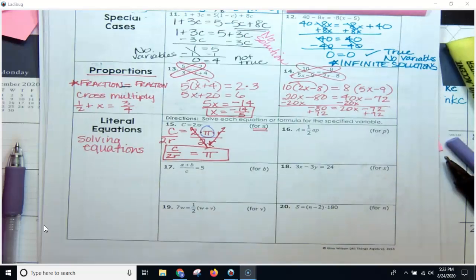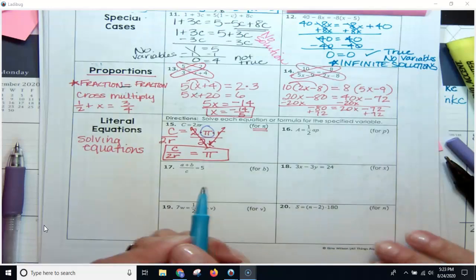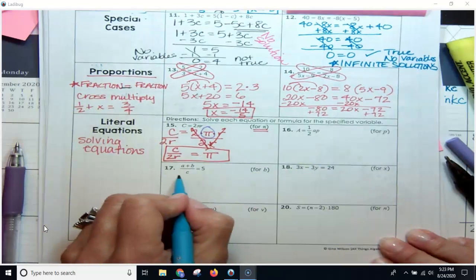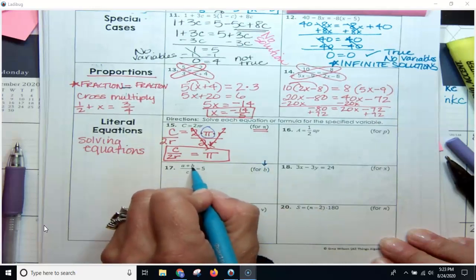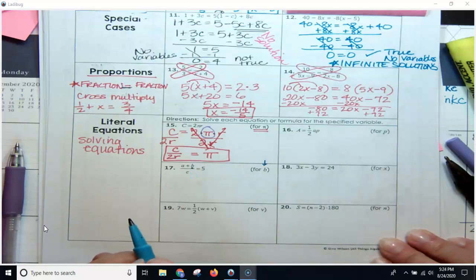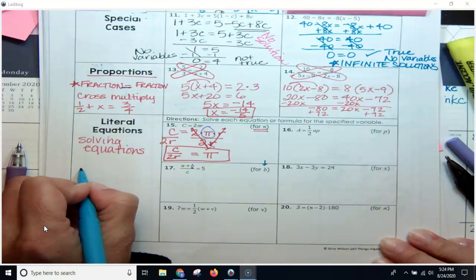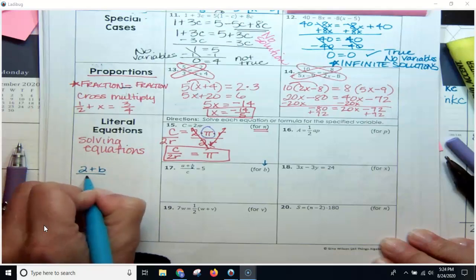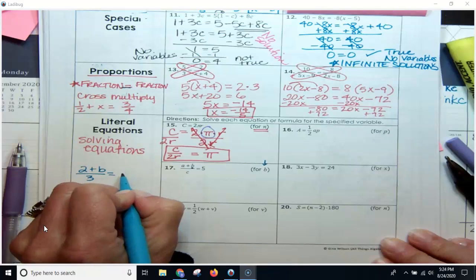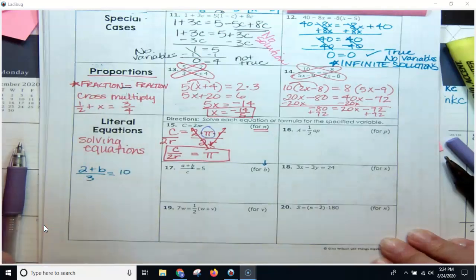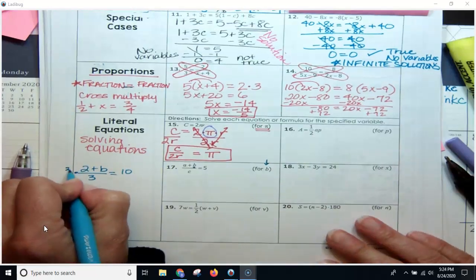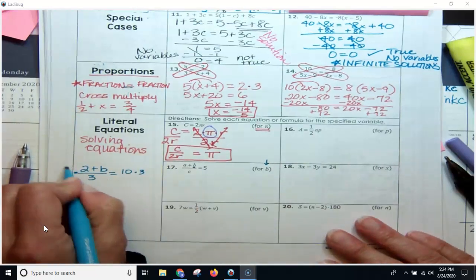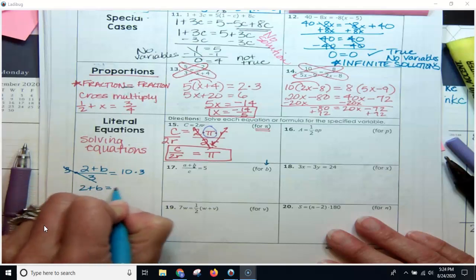How about this next one? Let's do 16. I'm going to do 17. What about 17? It's saying solve for b. So here is b right here. I need to undo what is happening to b. Well, if we were to have 2 plus b divided by 3 equals 10, do you see how these are exactly the same? What would be the first step that I would do? I would multiply by 3. Multiply both sides by 3 and I would get 2 plus b equals 30.